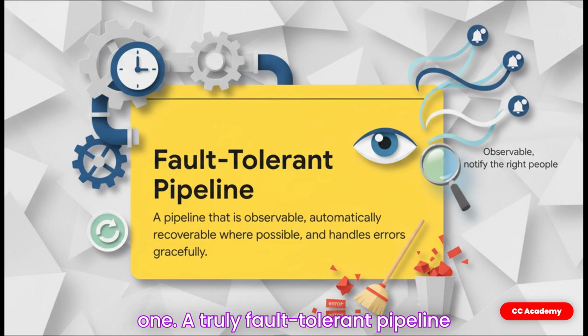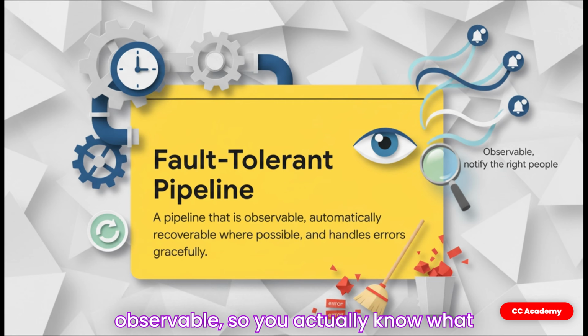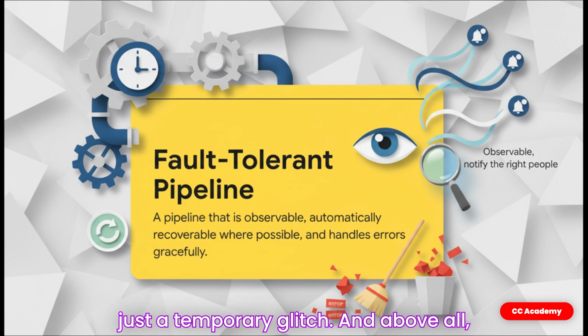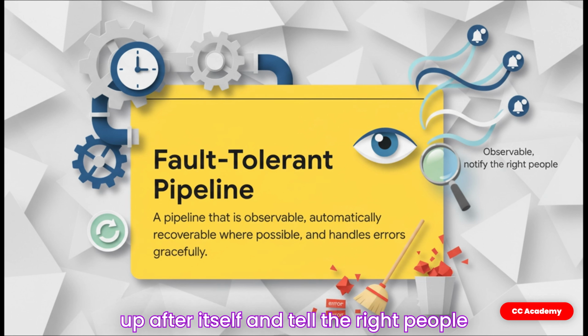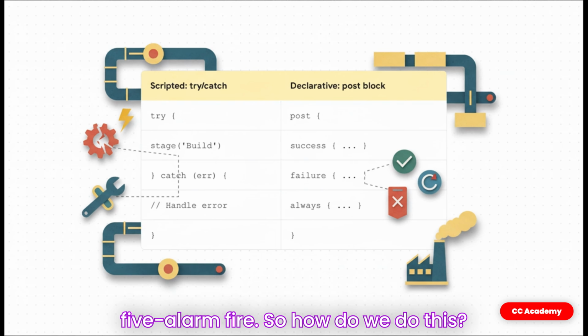A truly fault-tolerant pipeline isn't about never failing. It's about failing smart. It has to be observable, so you actually know what broke. It should be recoverable, if it's just a temporary glitch. And above all, it's got to be graceful. It should clean up after itself and tell the right people what happened without setting off a 5-alarm fire. So, how do we do this?